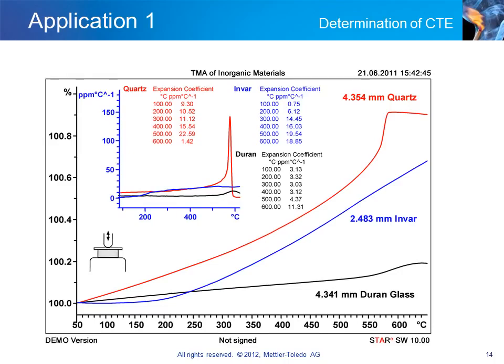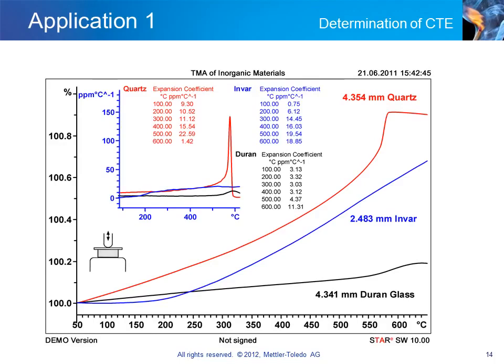The diagram shows the determination of the coefficient of thermal expansion, CTE, of several different inorganic materials by TMA. The prerequisites for accurate CTE results are low signal noise, a low heating rate, and blank subtraction.